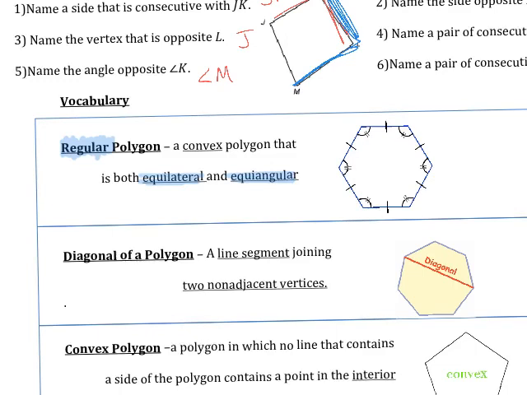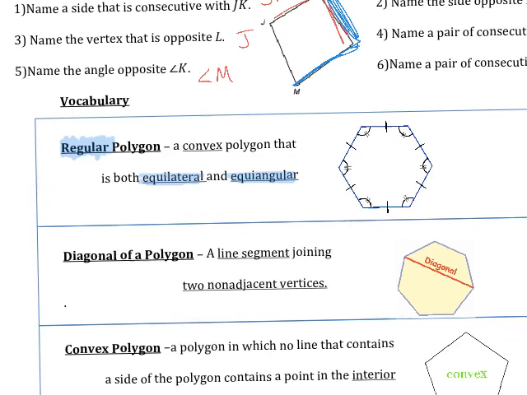All right, what's equilateral? All the sides are the same. What's equiangular? All the angles are the same. So that means if I have a regular polygon, all the sides around the outside should all be equal. All the angles inside should all be equal. Okay? So equilateral, equiangular.